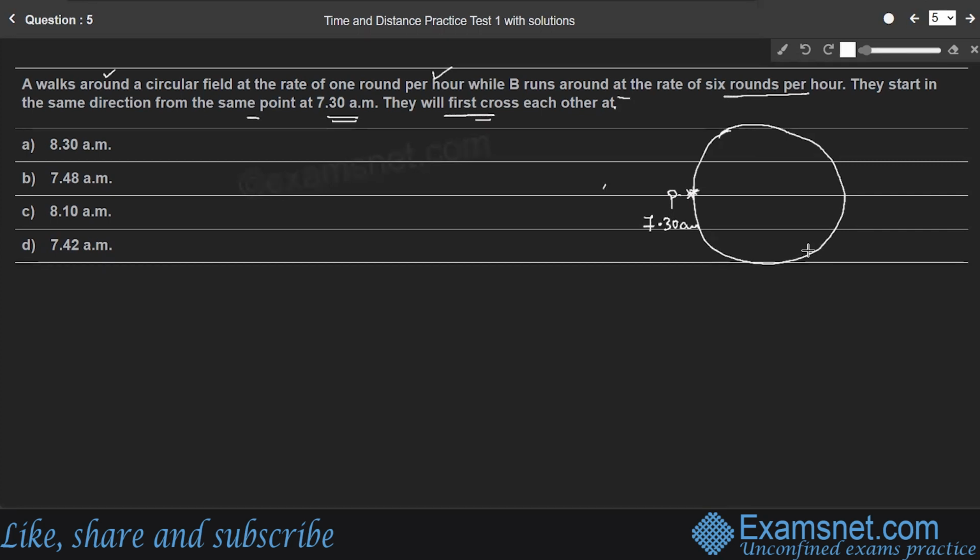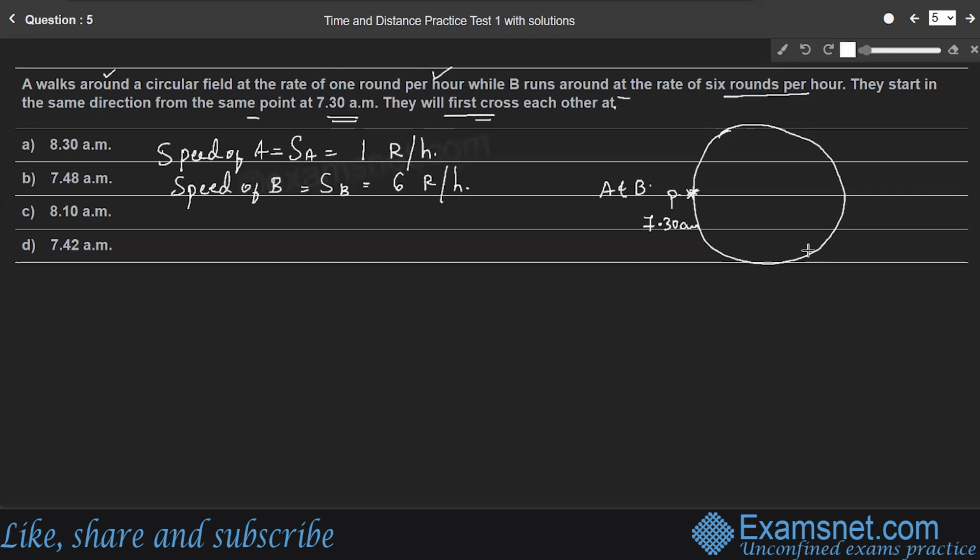Right? So we'll consider two persons A and B, right? So here A is moving with the speed of 1 round per hour, right? That means for every hour, he can make 1 round, right? Therefore, 1 round per hour is A's speed, right? SA means speed of A. Whereas the speed of B is, B runs around the same circular path at a rate of 6 rounds per hour.